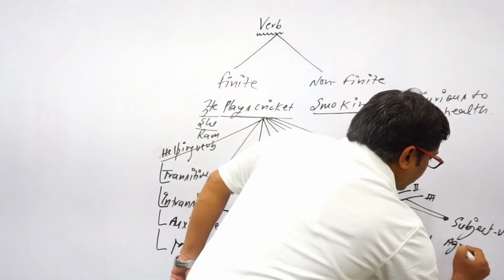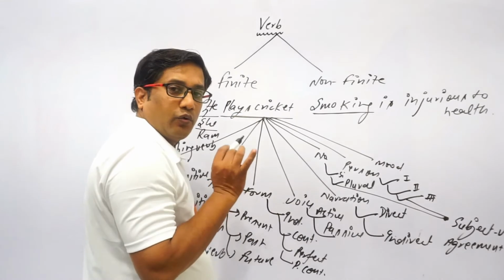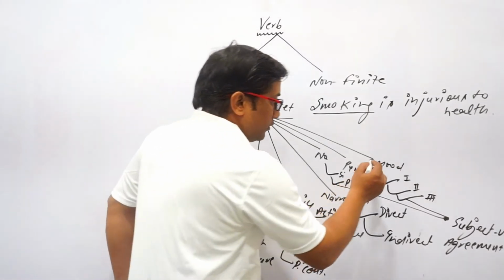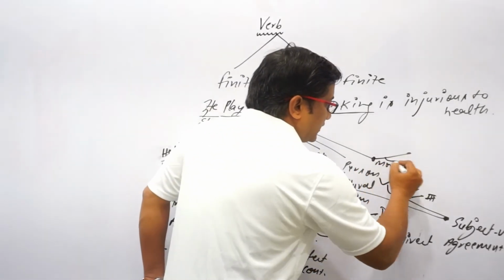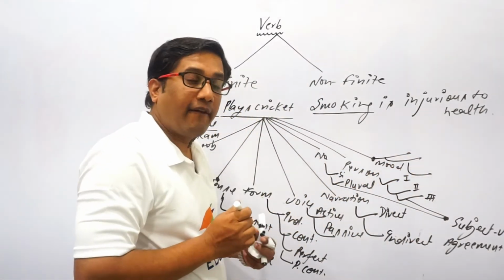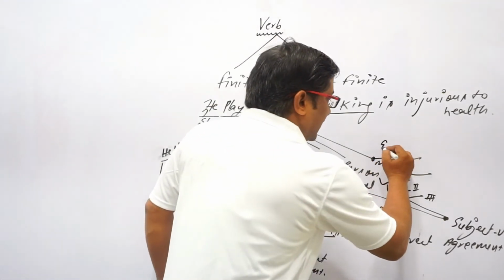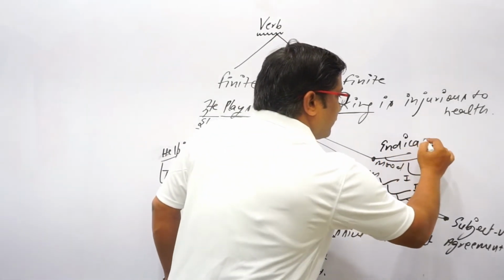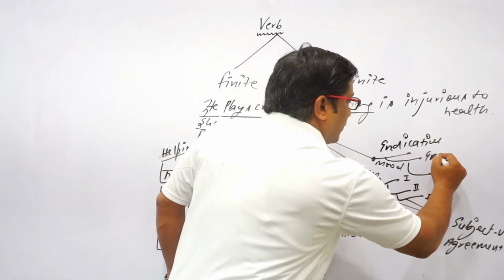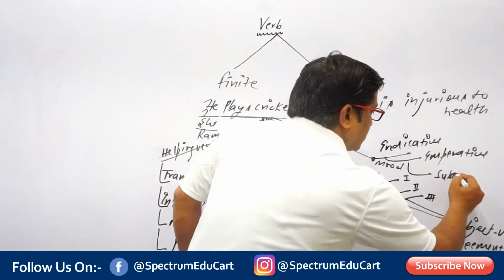Subject-verb agreement. Then you have the mood chapter. Mood has 3 parts, and it seems unimportant, but it's very important. Mood is a very important chapter, and the 3 parts are indicative, and then imperative, and the next one is subjunctive.